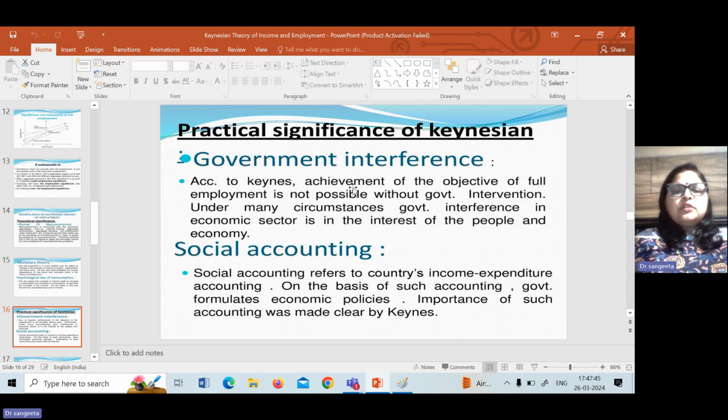Next is social accounting, which refers to the country's income and expenditure accounting. On the basis of such accounting, the government formulates economic policies. This accounting was made clear by Keynes.